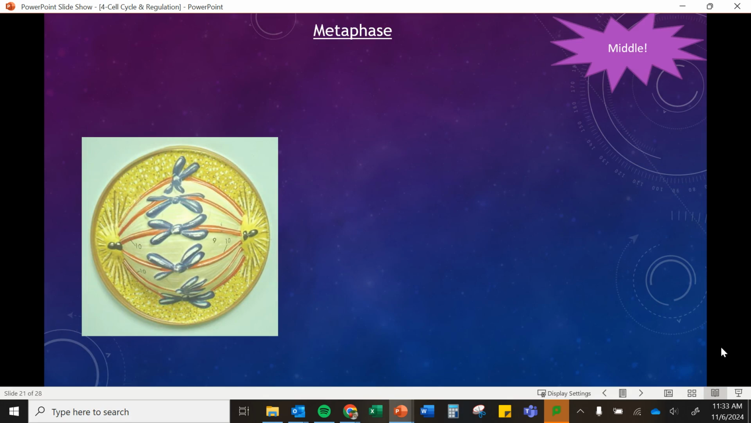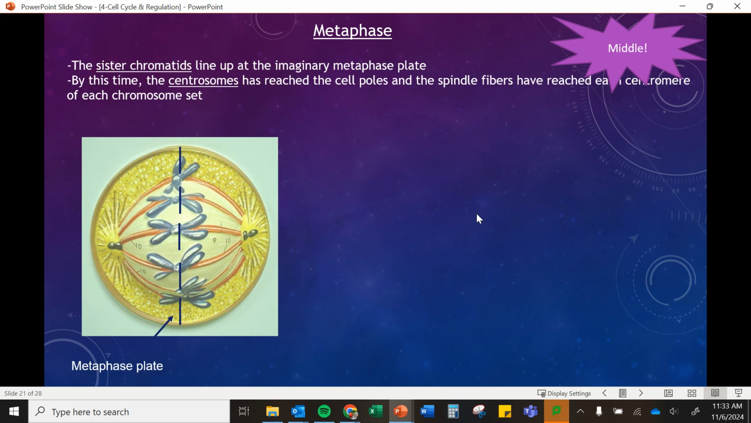Okay, the next phase is metaphase, M for middle. So the sister chromatids line up on an imaginary metaphase plate, which is this line in the middle. By this time, the centrosomes have reached the poles, and the spindle fibers have attached to each chromosome at their centromere in the middle. The spindle fibers are like the puppet strings that are going to pull these chromosomes apart.